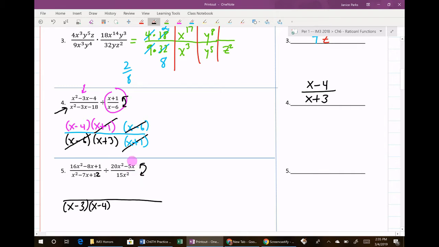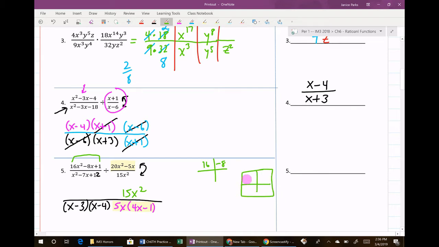This gets flipped, so this goes at the bottom part, and you can factor out a 5x from that. And that leaves you with the 4x minus 1. The 15x squared goes at the top now. And then this one we have to factor. So you're looking for the factors of 16, they give you negative 8.